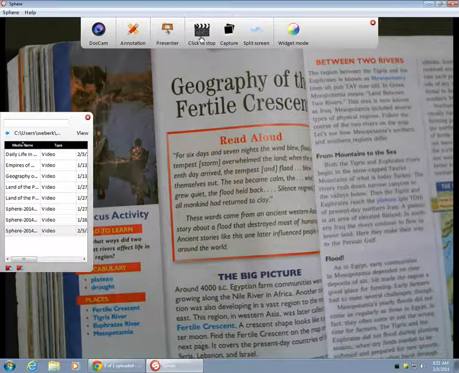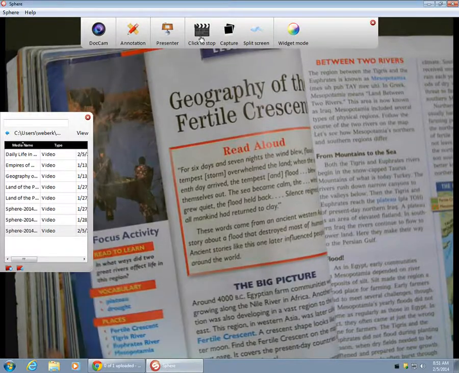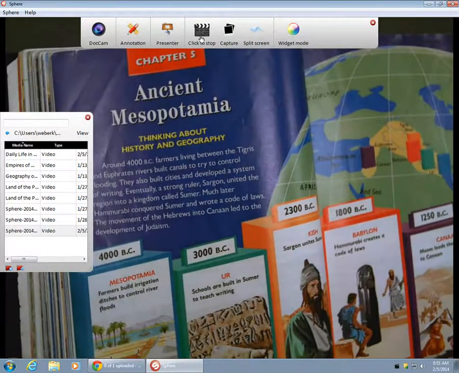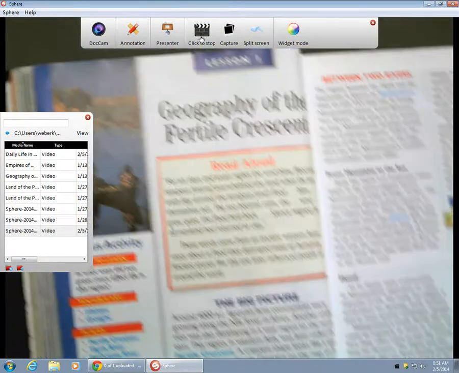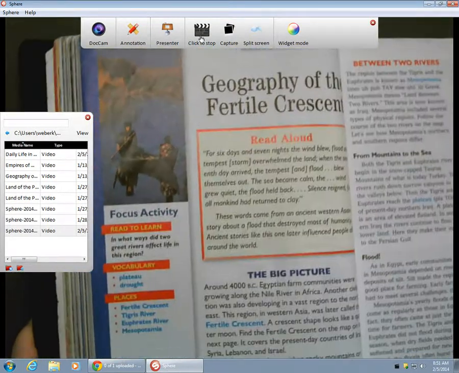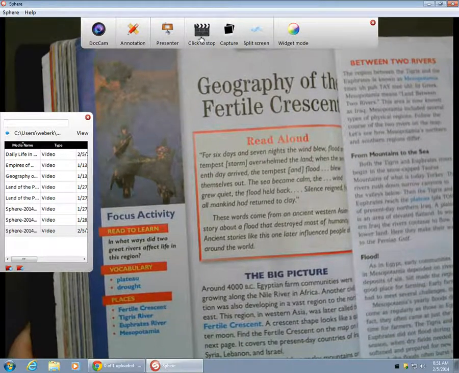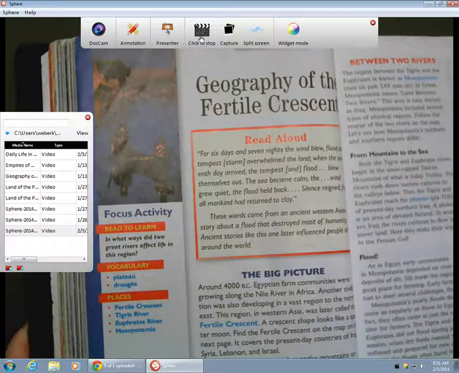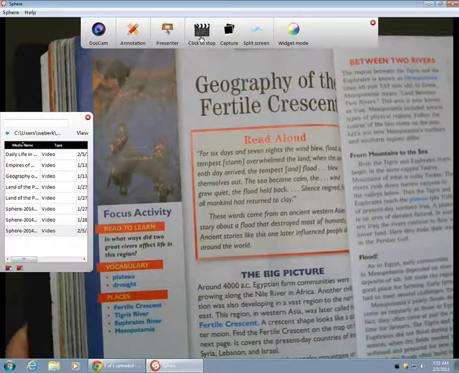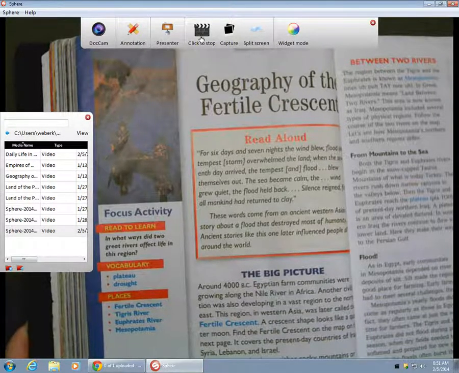Okay, this lesson's entitled Geography of the Fertile Crescent. And right now we are in Chapter 5, Mesopotamia. We're going to be talking about the geography of the area. So let's look at the Read to Learn activity. It says, in what ways did two great rivers affect life in this region? Our vocabulary is plateau and drought. Our places are the Fertile Crescent, Tigris River, Euphrates River, and Mesopotamia.